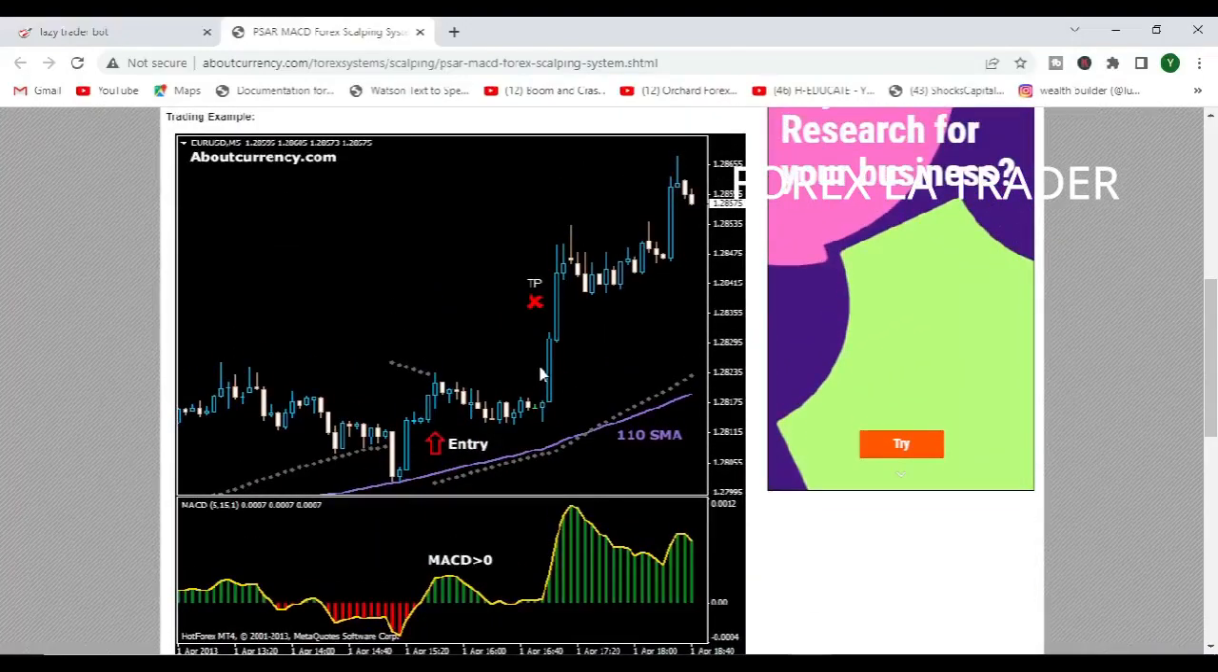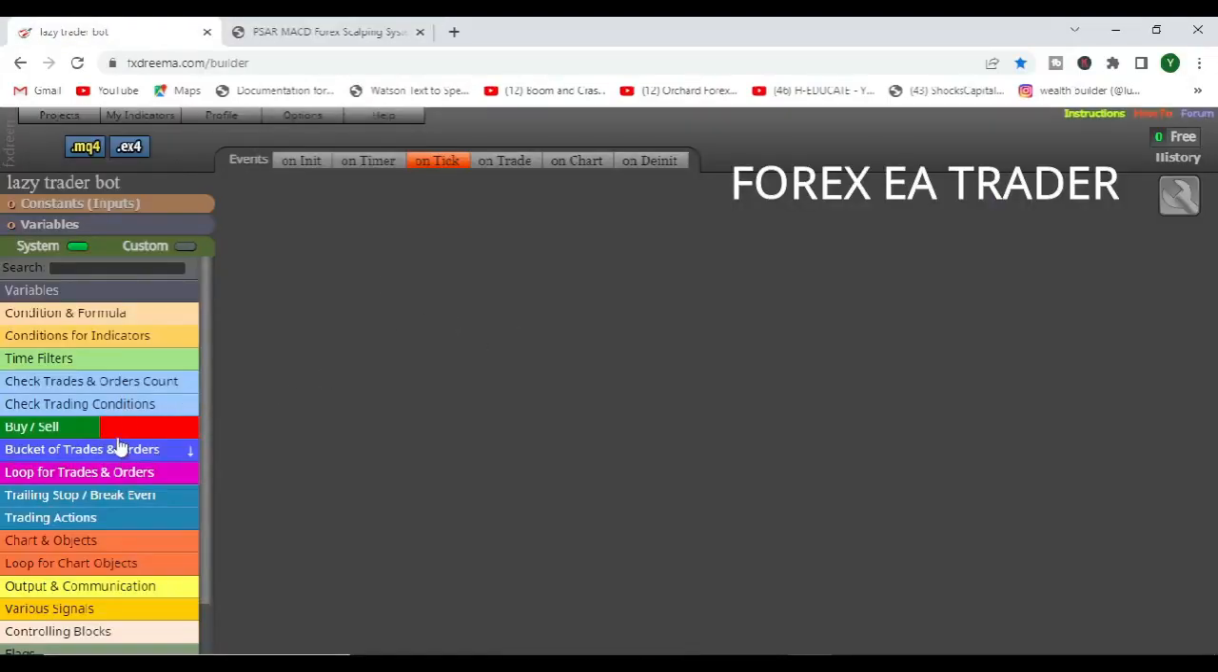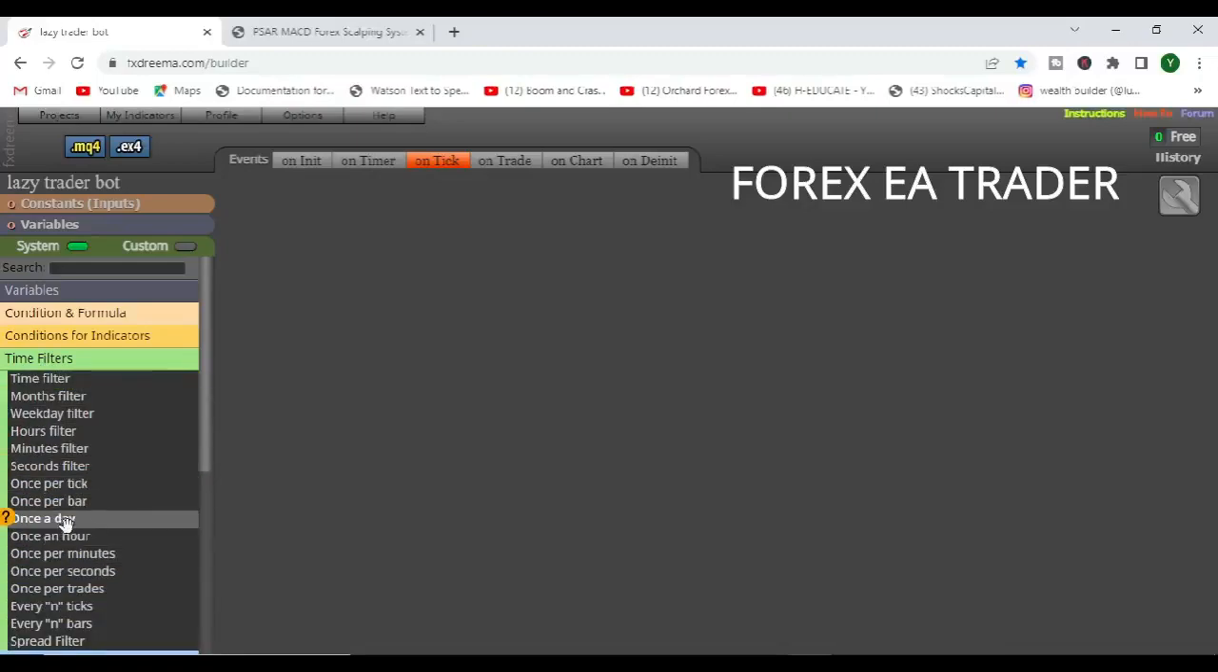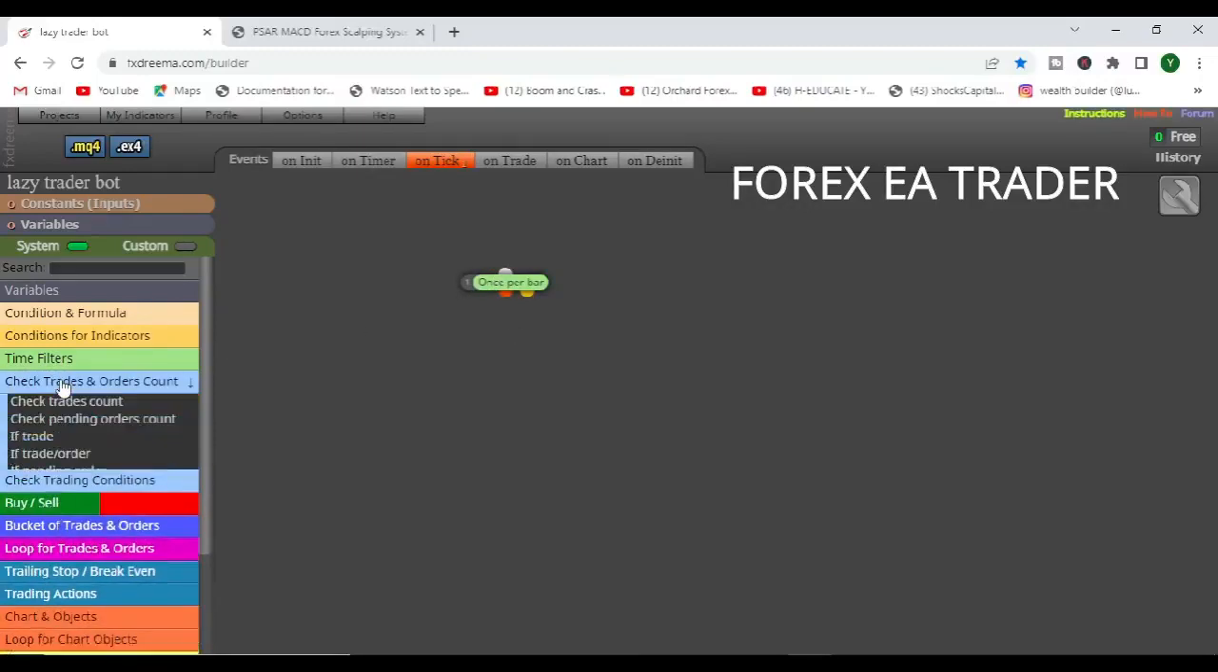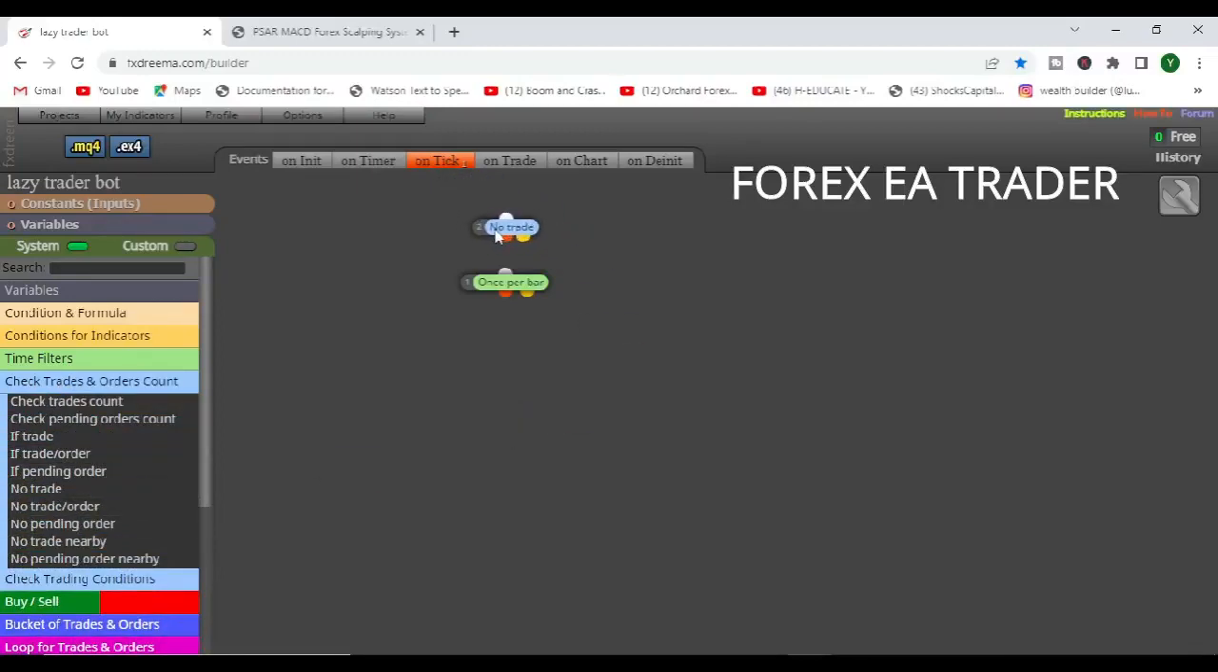Okay, so how are we going to turn this into a forex robot? First of all, it says we need a moving average. Price must be above the moving average 110. So first of all, we are going to have our filter there. We're just going to have one spare bar, that's our filter, and we're going to have another filter. We're just checking that the robot has not placed any other trades prior. Then we just have one spare bar because we don't want the robot to take 1,000 trades.